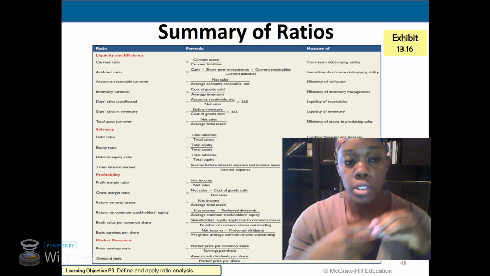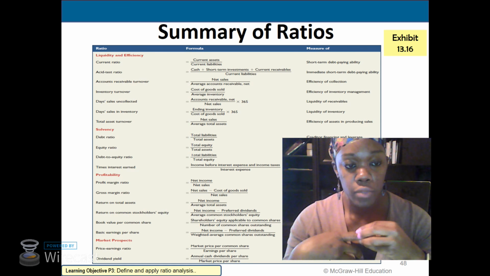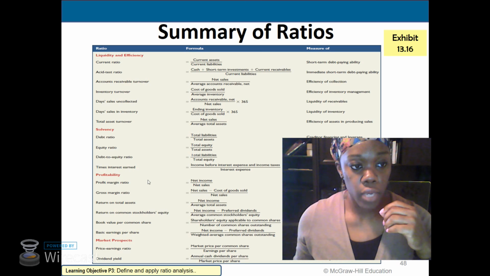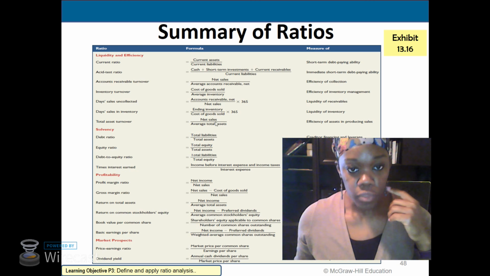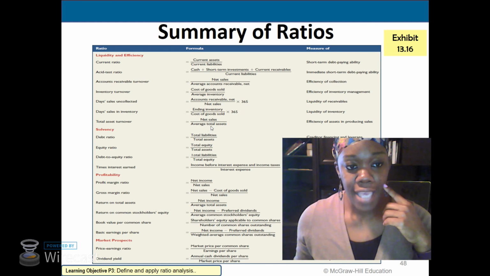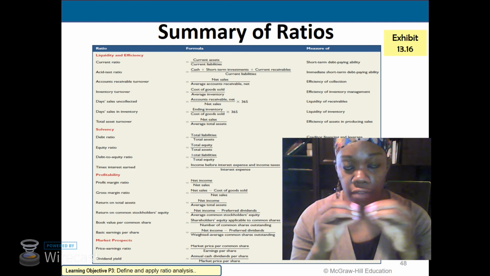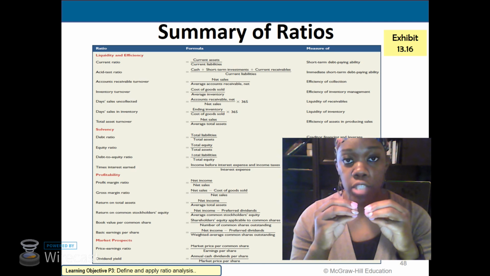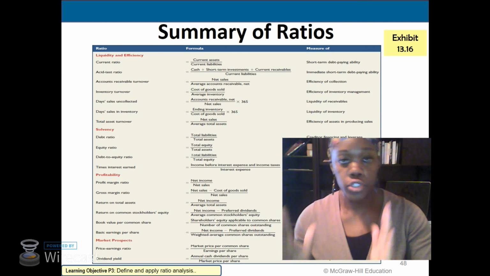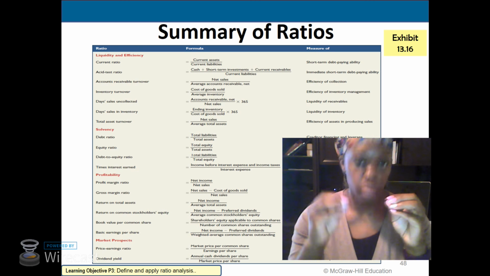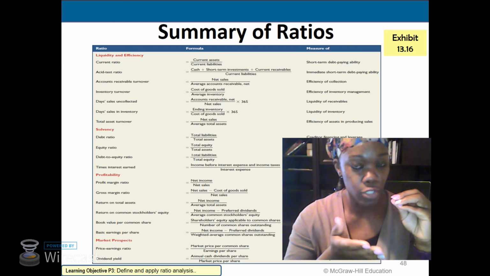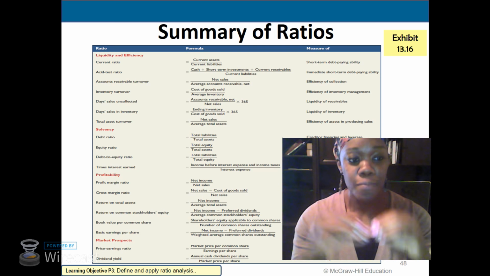the calculations. Just some things to note: when they tell you, for example, here, the last one under liquidity and efficiency, the total asset turnover, when they say things like average total assets, then you're going to average the total assets for 2 years. So you should be given a balance sheet that has information from year 1 and year 2. So you're going to average those two together. That means add them together, divide them by 2. And that's the number that you're going to use.